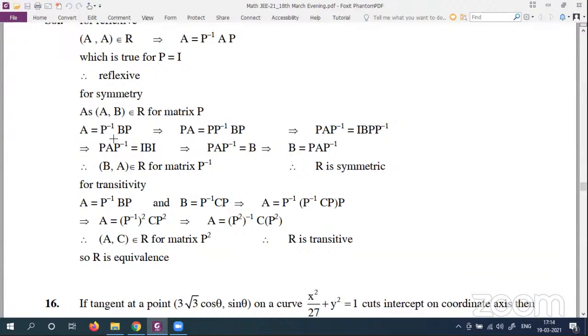And next for transitive, if A comma B satisfies and B comma C satisfies, then C comma A will also satisfy by multiplying those matrices and applying the properties. You can identify that. So it will be transitive as well. So it is satisfying all the conditions, so it forms an equivalence relation.